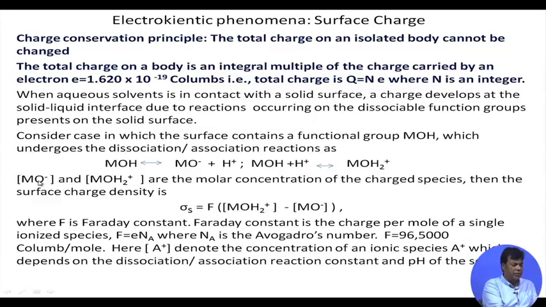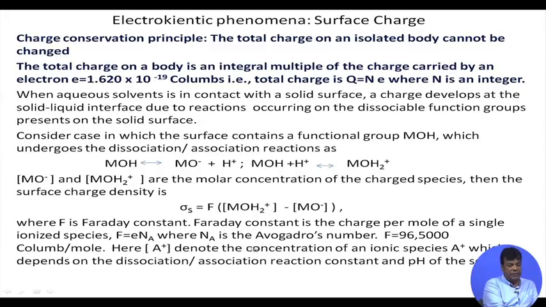If we denote these as the molar concentrations of the charged species, then the surface charge density is the net concentration of positive and negative ions, multiplied by F. This is the way it is written, sigma s, where F is the Faraday constant. The Faraday constant is basically e times Na, where Na is the Avogadro's number and e is the electron charge.